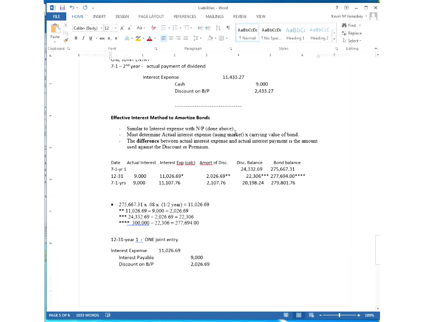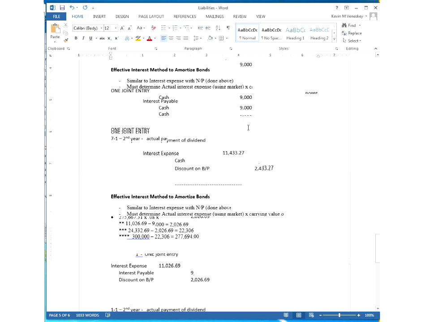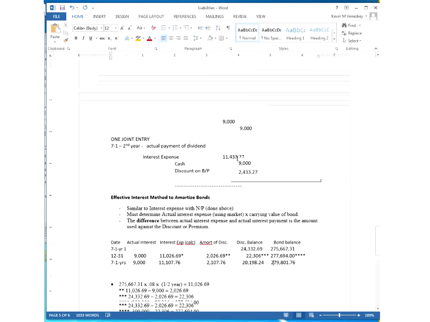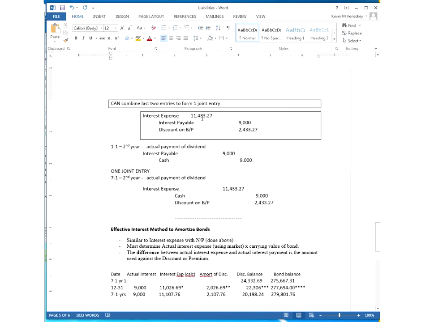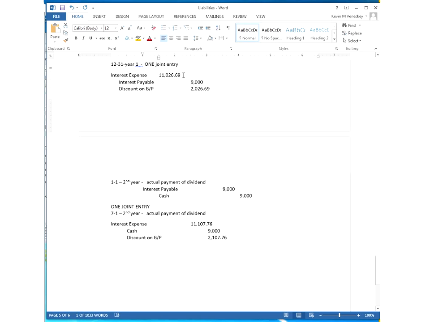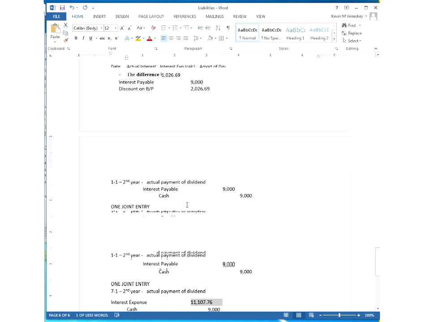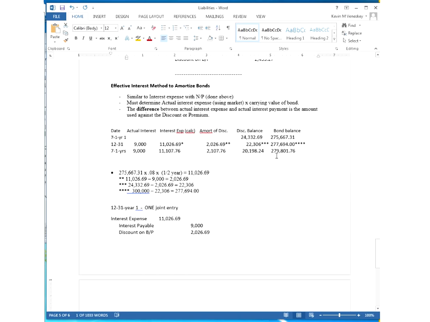So there's not a big difference. It's a little bit, $400, but the straight line would have probably been okay to use in this case. But notice here how the interest was 11,433, 11,433 the prior time. They stayed the same because we're using the straight line method. Here it's a little different. 11,026, it's going to keep going up and up, 11,107, every single interest payment, because my carrying value changes just a little bit.